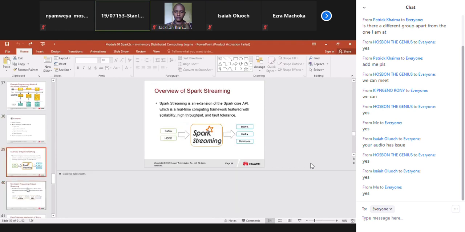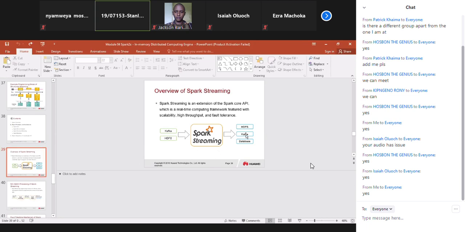Overview of Spark streaming. Let's see Spark Core API, which is a real-time computing feature with scalability, note that, high throughput and fault tolerance. And you can see here we have Spark streaming, we have Kafka, we have HDFS, then we have HDFS, Kafka, and the database.